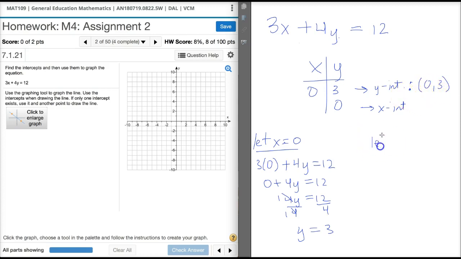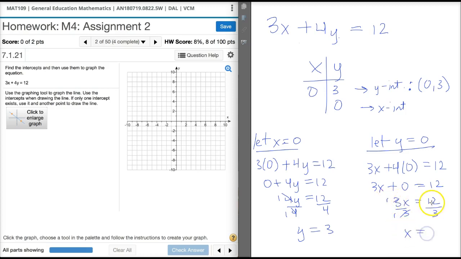Now, if we let y equal 0 instead of letting x equal 0, we plug in 0 for y and solve for x. Similarly, 4 times 0 is 0, and 3x plus 0 is 3x. We divide both sides by 3. This reduces to 1, and 1 times x is x. And 12 divided by 3 is 4. So that means we have a 4 here, and the other point that we know is the point (4, 0).